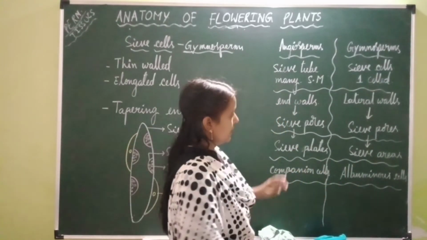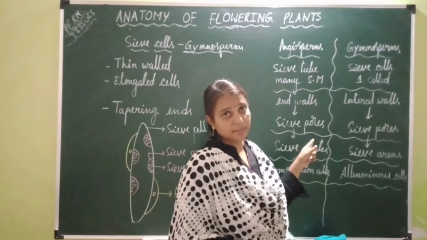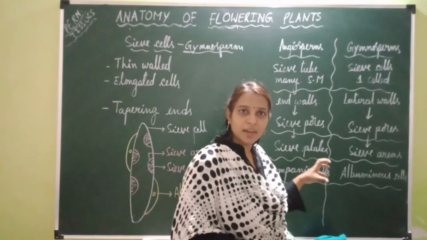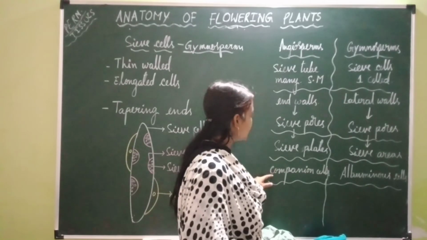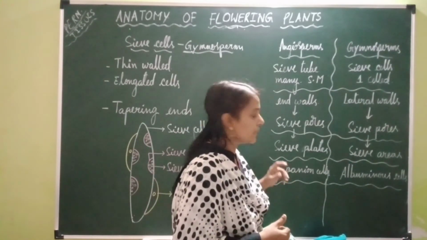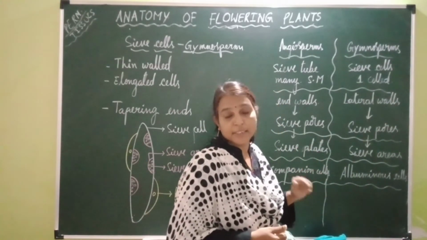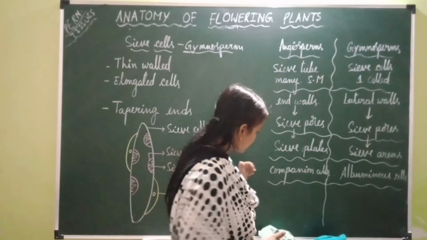I will just repeat. The albuminous cells present in gymnosperms are helping the sieve cells in the same way the companion cells are helping the sieve tubes in case of angiosperms. But still these albuminous cells are not called true companion cells. Why is it so? We are going to answer this question now.